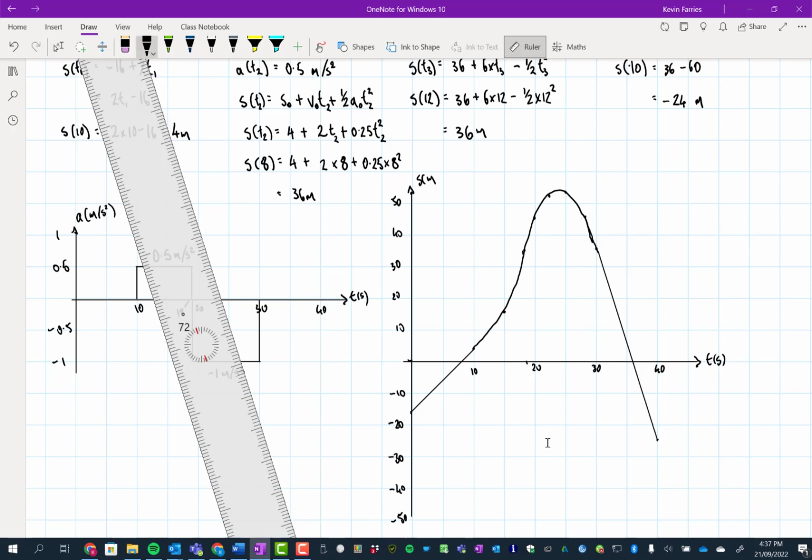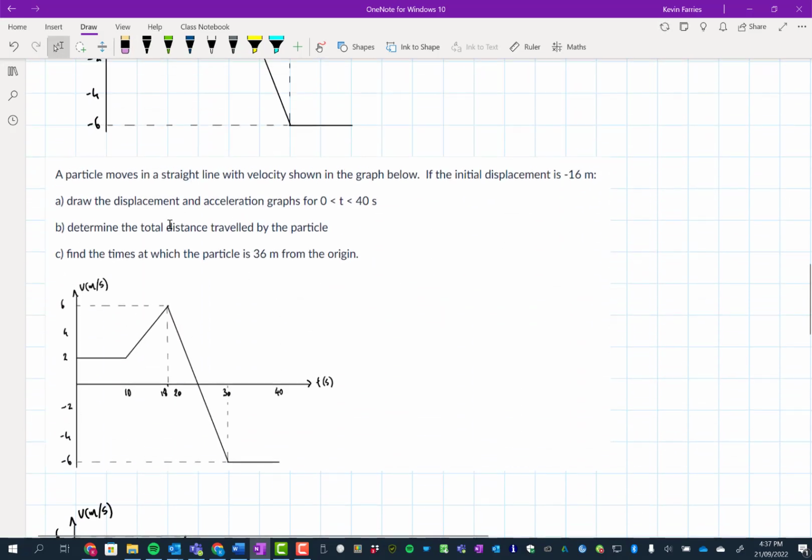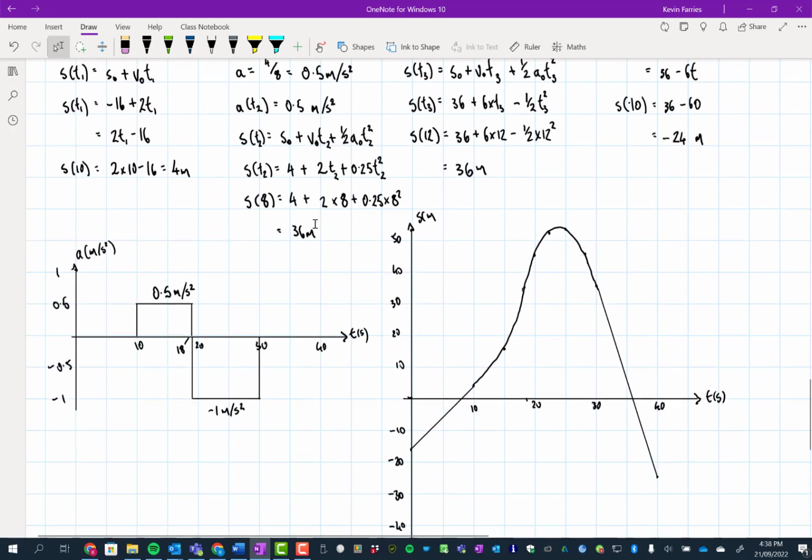Now, so that's us drawing the two graphs. We've got our acceleration graph and our displacement graph. Not terribly tidy, but let me just tidy that up a little bit. If I can, it's a wee bit better. Then the question's asking us to determine the total distance travelled by the particle.